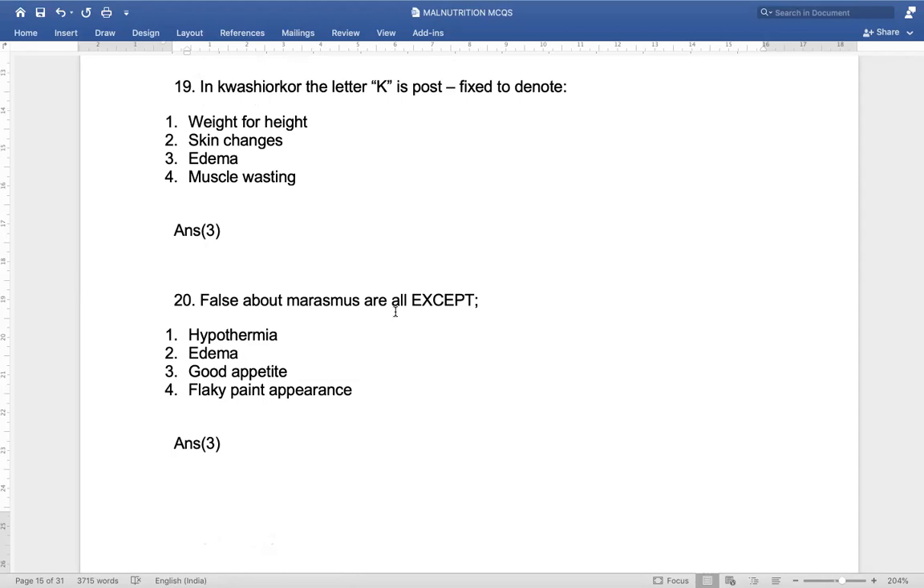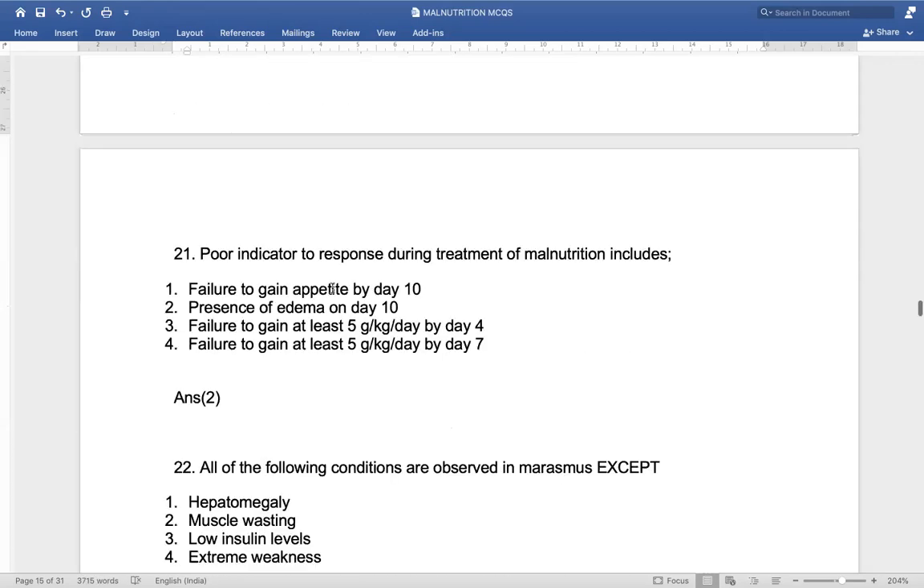So what is false about marasmus? False about marasmus are all except. So what they're asking is what is true. Basically double negative, you have to ask which is true. So hypothermia, not the answer. Edema will not be present. Flaky paint is also kwashiorkor. So what they're asking is good appetite. So good appetite is a marker of a marasmic child.